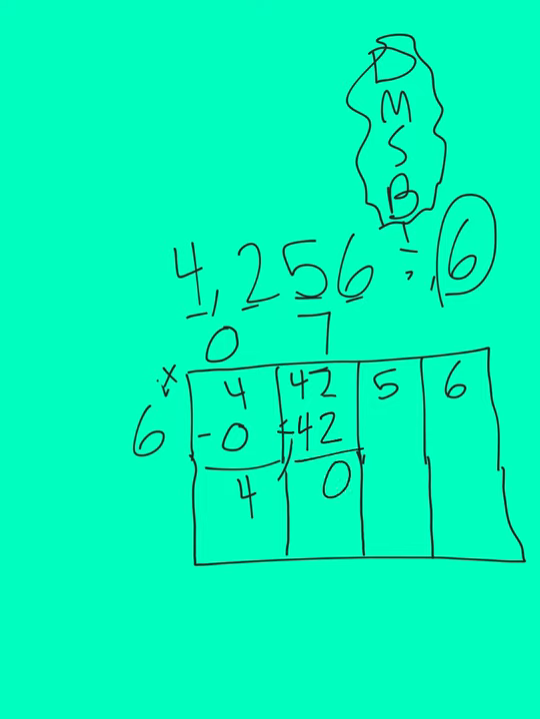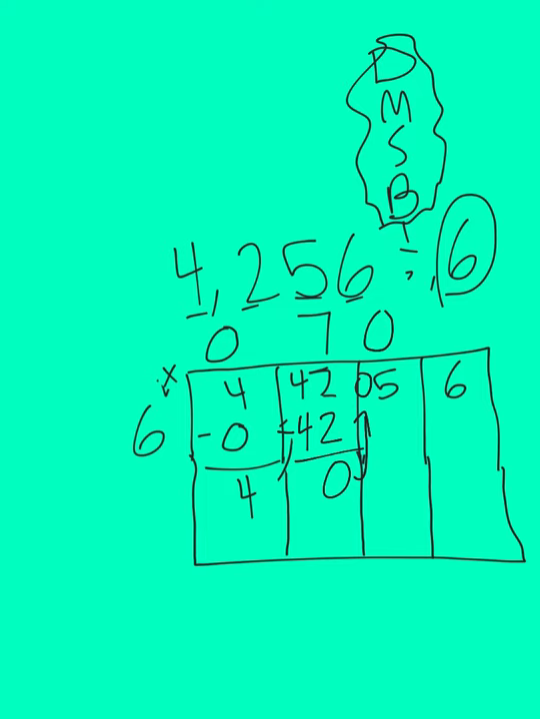And then we go to our bring up step. We're going to bring up this 0 and put it next to the 5. That's actually not going to change that number. It's still going to be a 5. The next thing we're going to do is divide 5 by 6, because we're going back to our divide step. How many times does 6 go into 5? 0. So we're going to have another 0 right here, because we can't fit any groups of 6 in 5.